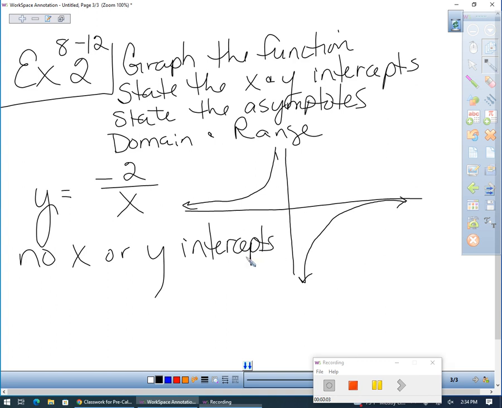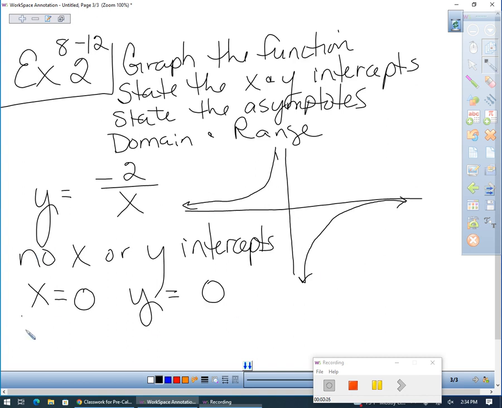Axis, or the asymptotes. We have an asymptote right here on the y-axis. That's x equals 0. We have another asymptote right here on the x-axis. That's where y equals 0.